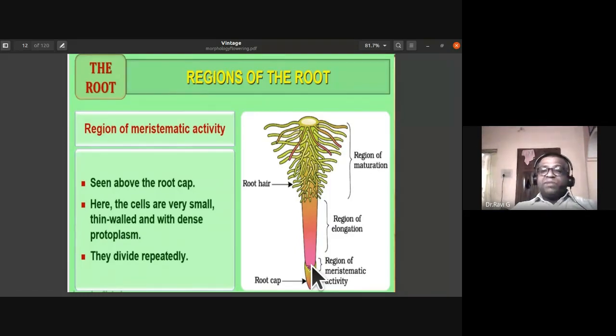So they are undergoing mitotic cell division. You can notice that in the region of meristematic activity, above the root cap, the cells are very small, thin walled, with dense protoplasm. They divide rapidly. They divide repeatedly. So these are nothing but meristematic tissue. You can also define meristematic tissue as an undifferentiated mass of rapidly dividing cells that you notice in the meristematic zone.